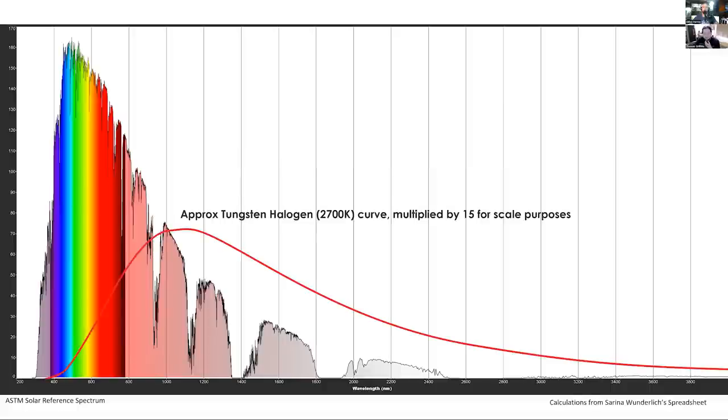And it looks like this. I've multiplied it by 15. I've used a spreadsheet and calculations from Serena von der Licht for this. She's one of the smartest people in the world. I've essentially put it into Photoshop and put it over the top of the solar spectrum. I've multiplied it by 15 for the sake of comparison, because otherwise it's really low because the sun is so bright. But you can see that the curve of a tungsten halogen lamp emits a heck of a lot of infrared A. And you can see there's a little bit of visible light, and there is actually a tiny amount of UVA right down there, just at the edge of 400.